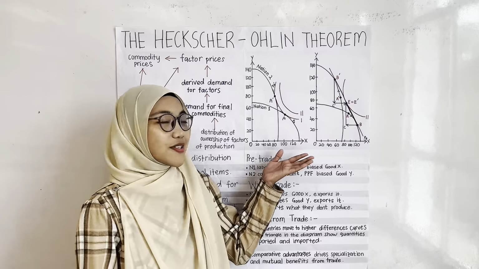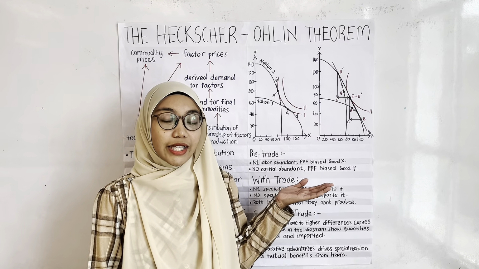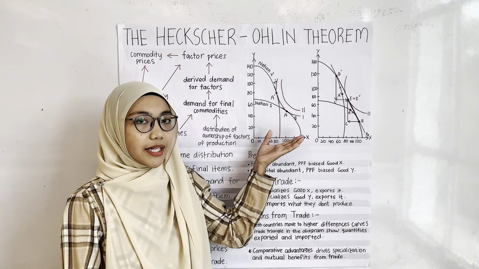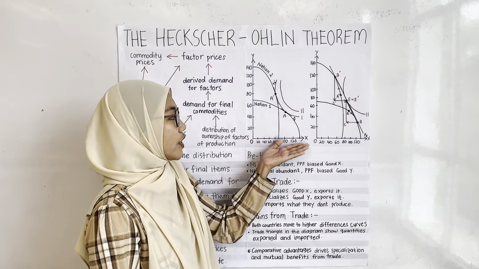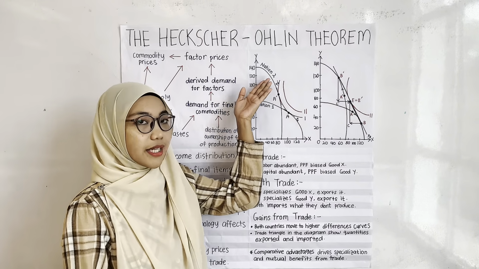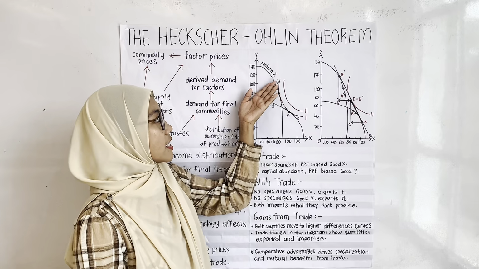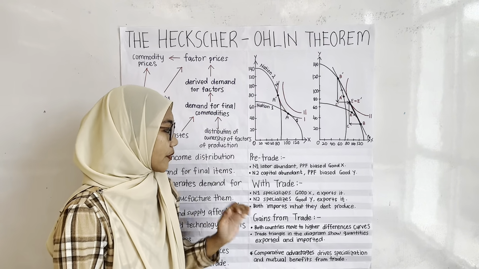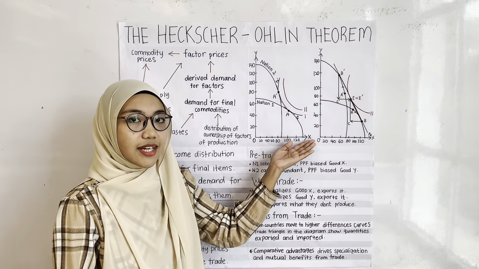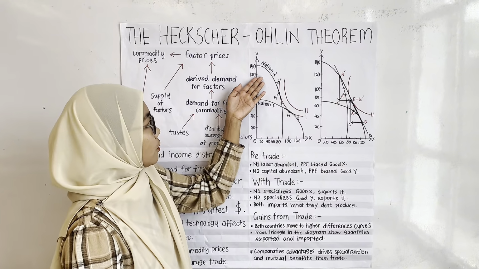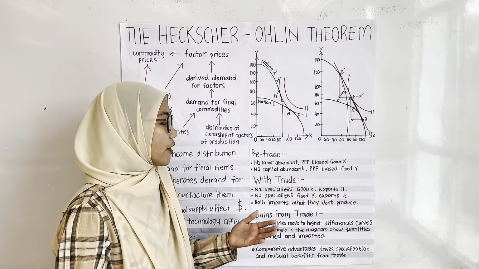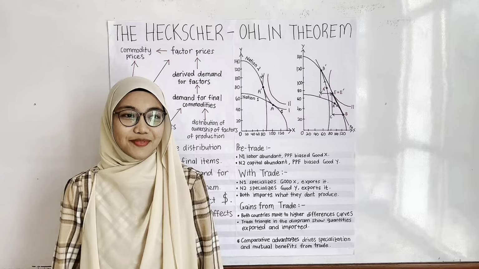This model illustrates the production possibility frontier (PPF). Before trade, nation 1 is labor abundant, so its PPF is biased to good X, while nation 2 is capital abundant, so its PPF is biased to good Y. With trade, nation 1 will specialize in good X and export it, and nation 2 will specialize in good Y and export it. Both will import what they don't produce.